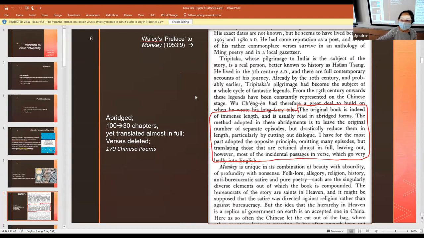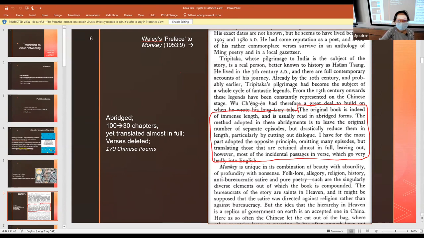The chosen content was, however, almost translated in full. The 30 chapters are almost translated in full, but with the verses deleted.